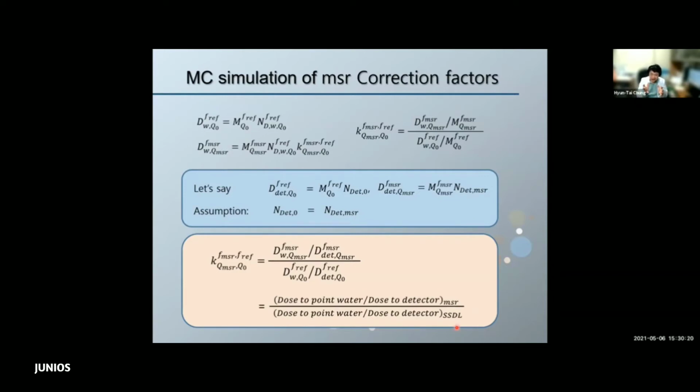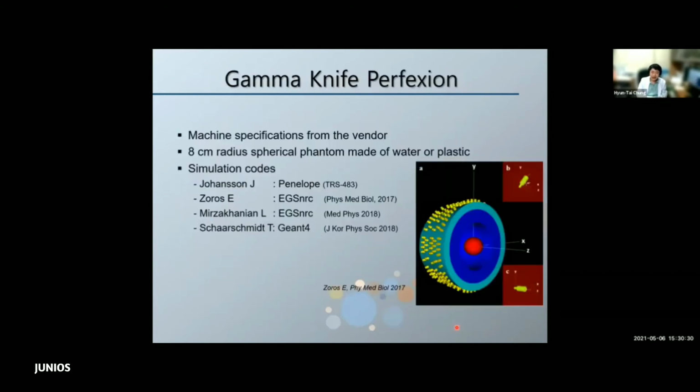The relation between the observed dose to the detector and the observed dose to water can be different from condition to condition, so we need to calculate it. Some people did. They got information on the Gamma Knife from Elekta and used different simulation codes. And this is a beautiful picture from JAWS.